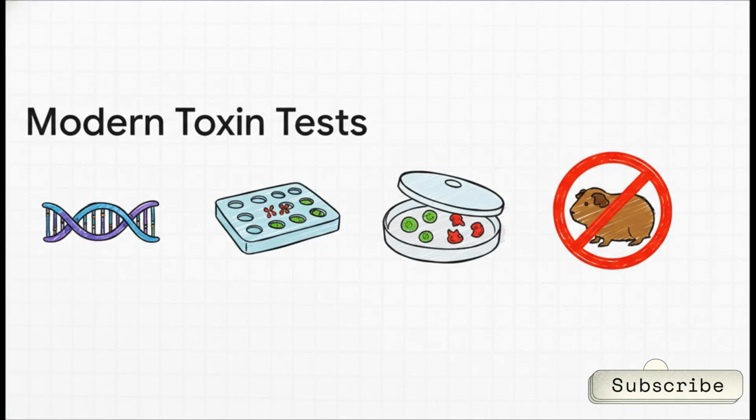Now, while Elek's test is a classic, modern labs have faster options. The most common one today is PCR, to directly look for the tox gene itself. You can also use methods like ELISA to detect the actual toxin protein. And a key point for your exams, the old-school in vivo tests that used guinea pigs, they're considered obsolete now.